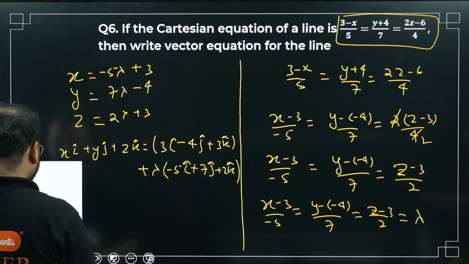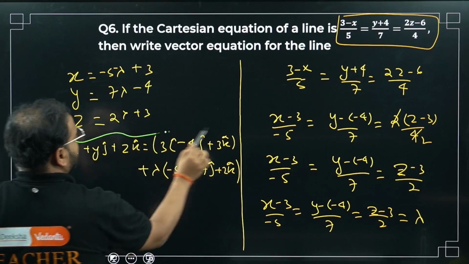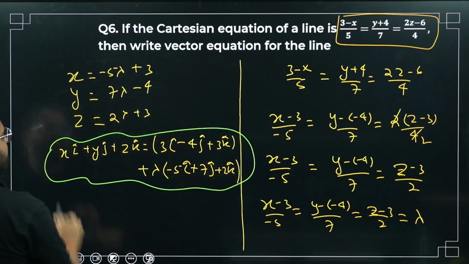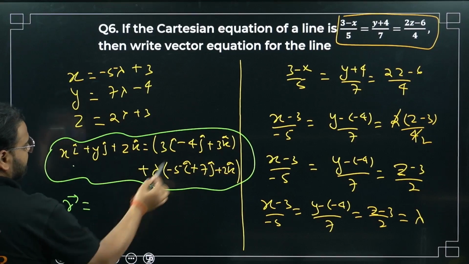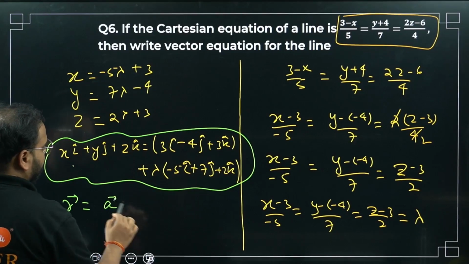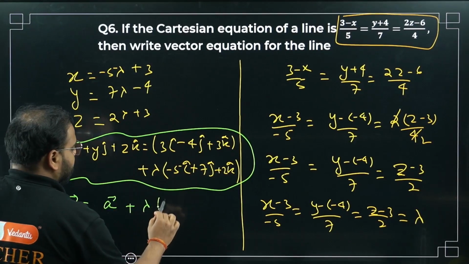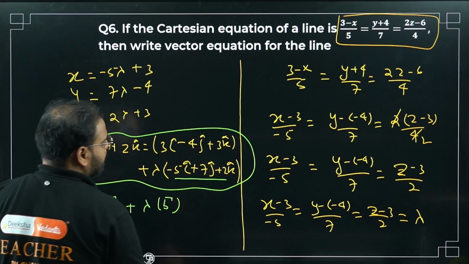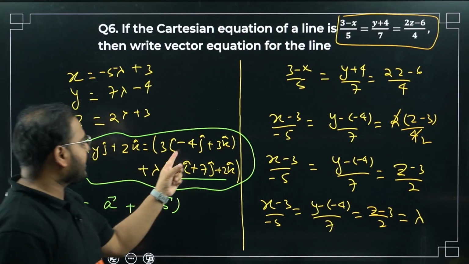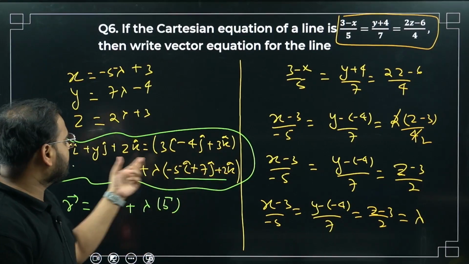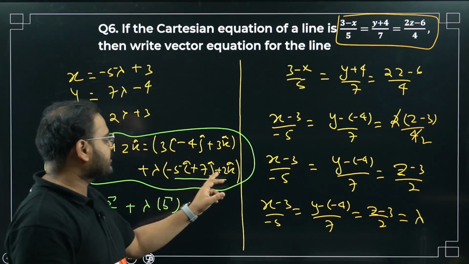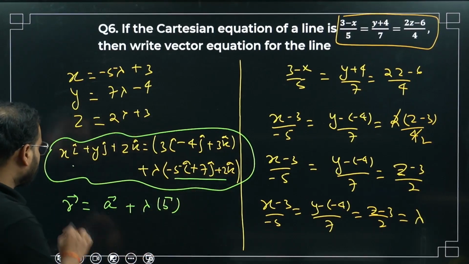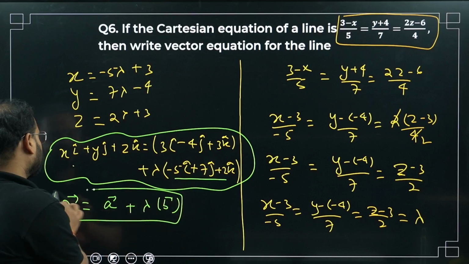So if you see carefully, this is the answer, or equation of the line in the vector form, where this represents vector r. Let's say I call this vector a, and this to be vector b. So this is the vector 3i cap minus 4j cap plus 3k cap, where the line is passing through, and this is the line which is parallel to minus 5i cap plus 7j cap plus 2k cap. This is in the standard form of vector notation.